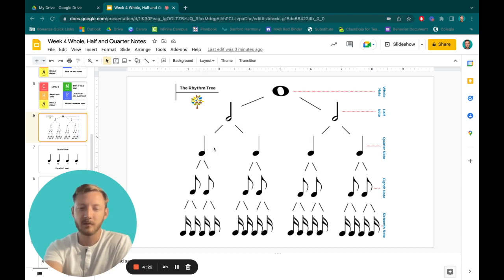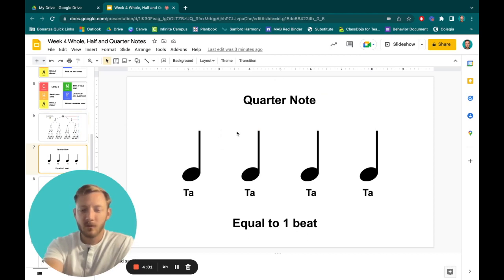So the relationship here, you can kind of see the whole note is on top because the whole note takes the longest amount of time, and a whole note is made up of two half notes. These combined together equal a whole note, and four quarter notes is the same amount of time as a whole note. So you can kind of see how they're divided up here. So here is the quarter note. Quarter note is equal to the beat.